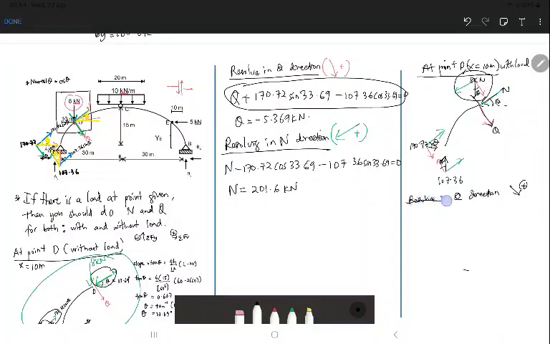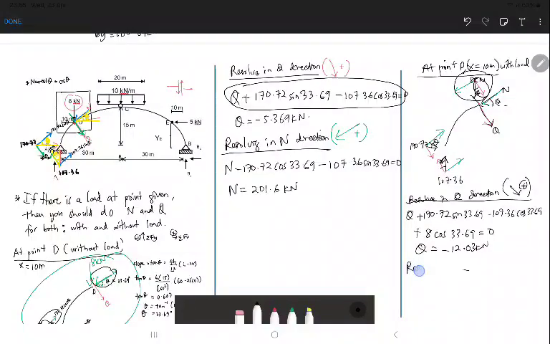Okay, alright, so Q plus 170.72 sine 33.69 minus 1707.36 cos 33.69. In this direction positive, so this one similar direction, so positive 8 nearest theta, so that is cos 33.69, equal to 0. So calculate it again, you get Q is equal to negative 12.03 kilonewton.